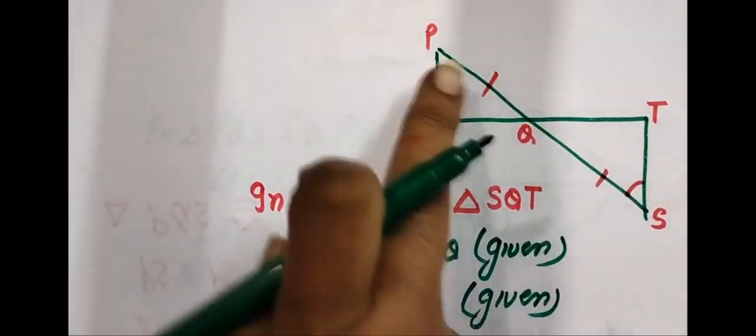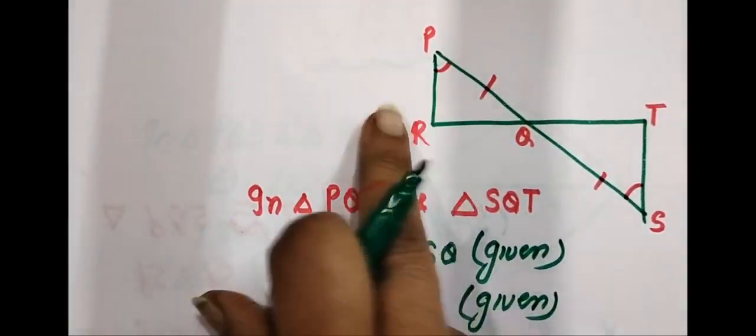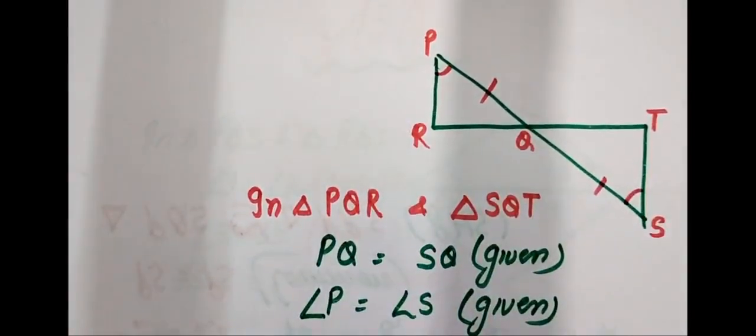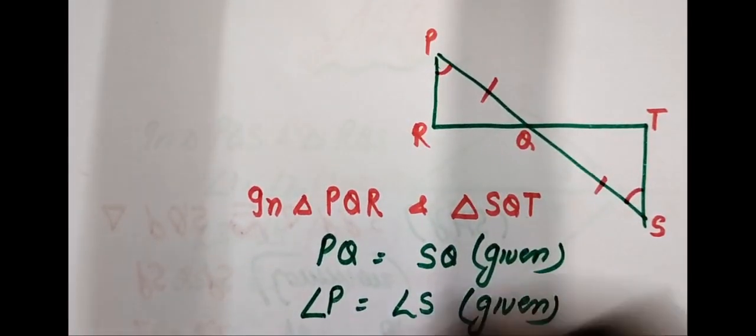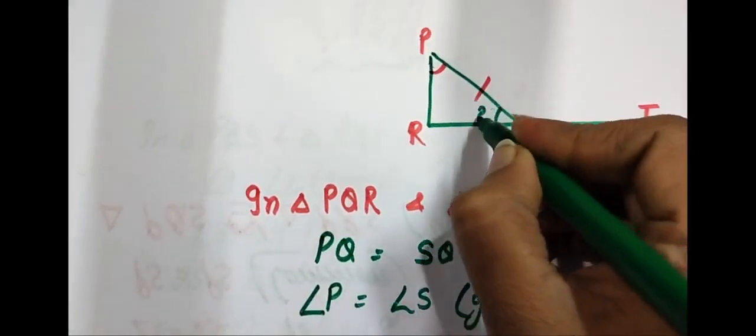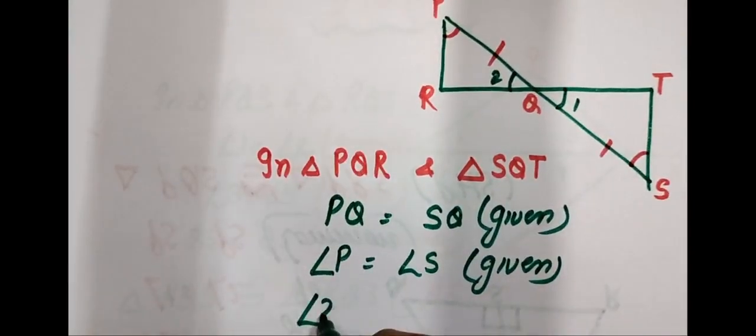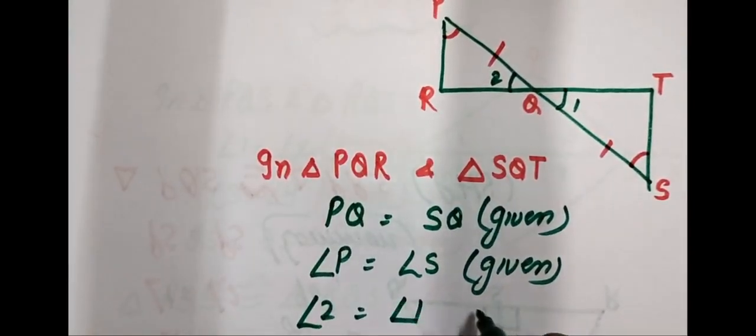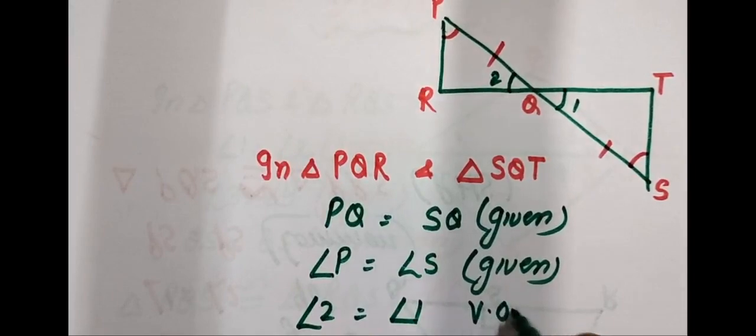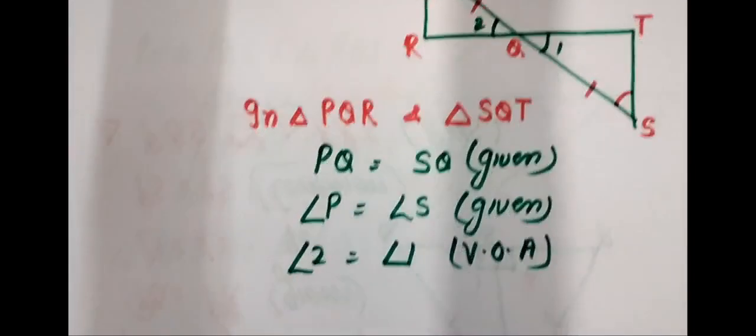One side is equal, one angle is equal. We can't say the other sides are equal because nothing is given. But we know that vertically opposite angles are always equal. So we'll write down angle 2 is equal to angle 1, because these are vertically opposite angles. So three conditions are there, and you can write down that these two triangles are congruent.